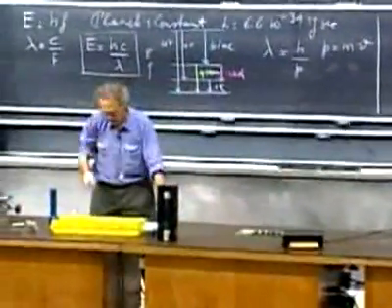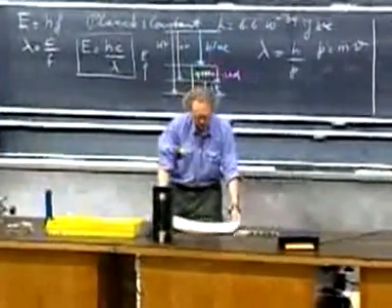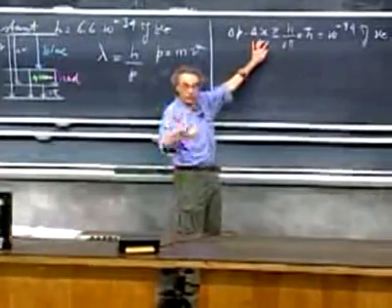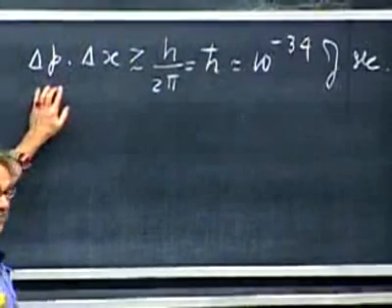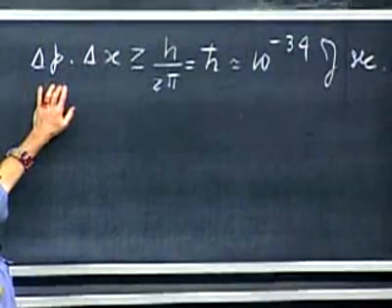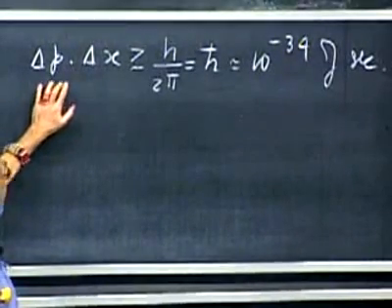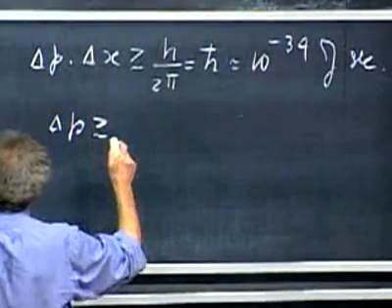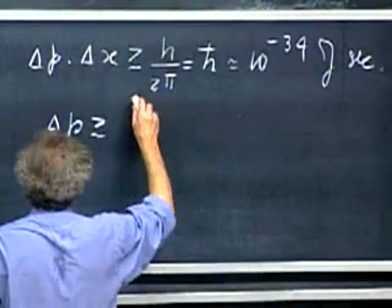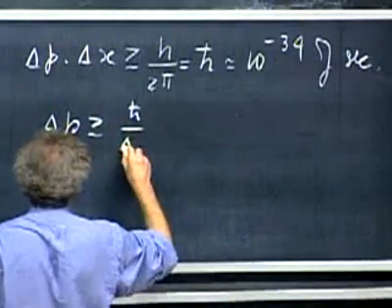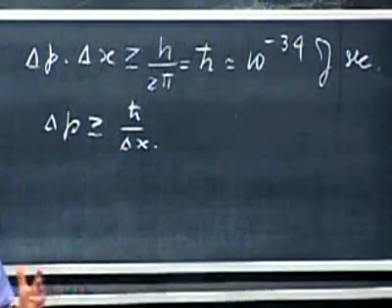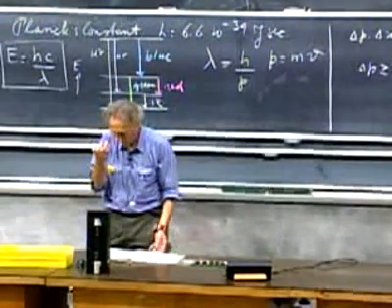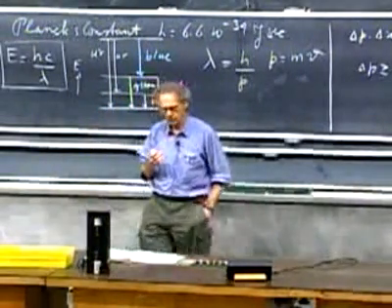What does this mean now? Well, it means that if the position is known to an accuracy delta x, we'll give you some examples, then the momentum is not determined to the amount delta p larger or equal than h bar divided by delta x. That's what it means. And I'll give you an example which I've chosen from a book of George Gamow.